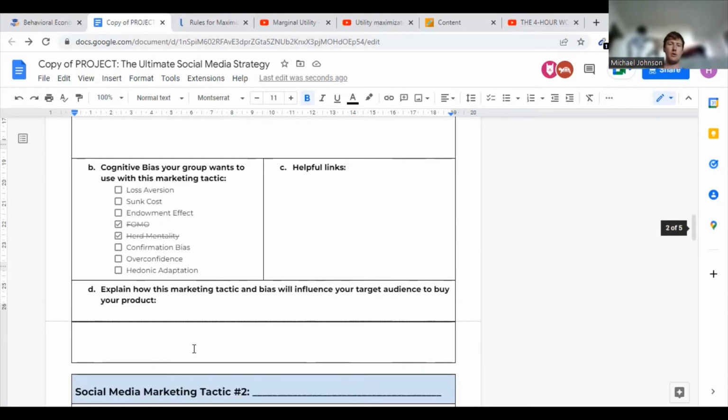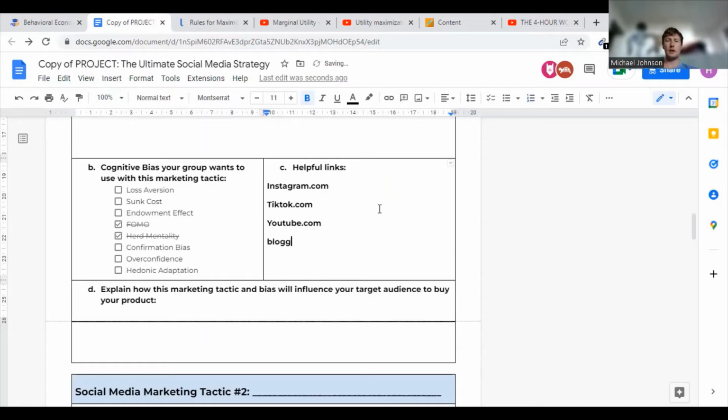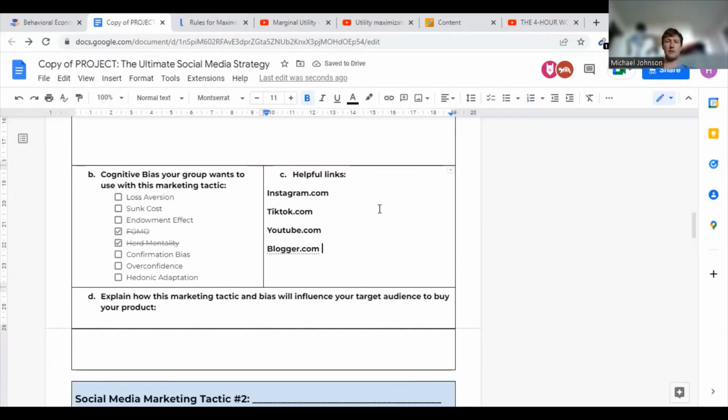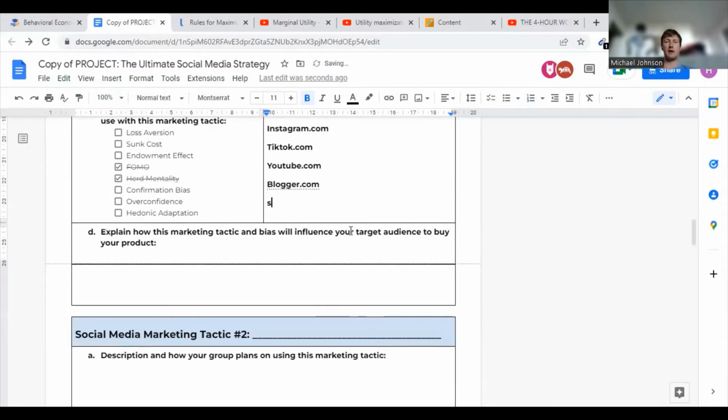So then helpful links. So Instagram.com, TikTok.com, YouTube.com, Blogger.com. Yeah, so those ones. And then Spotify.com too for your podcasts.